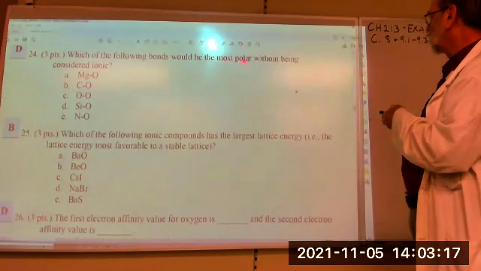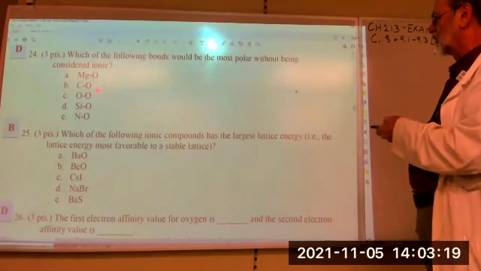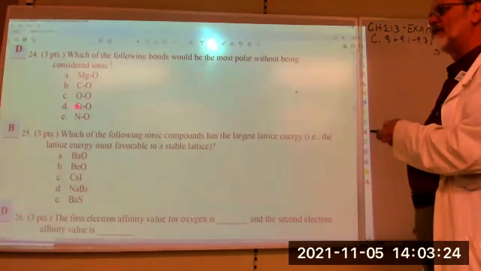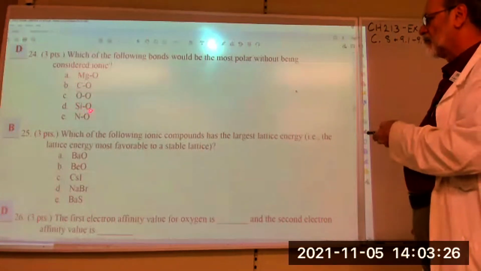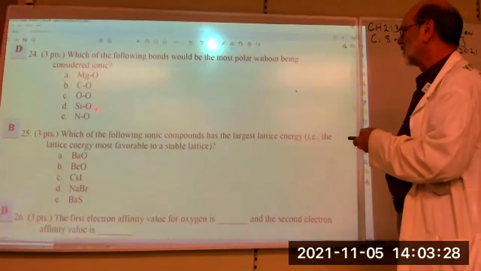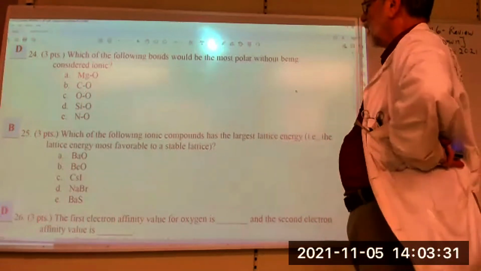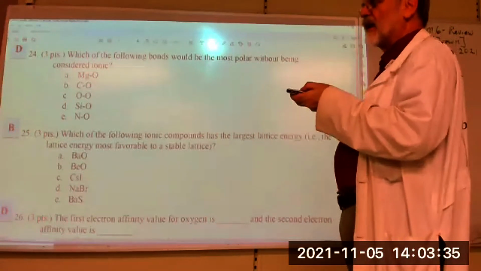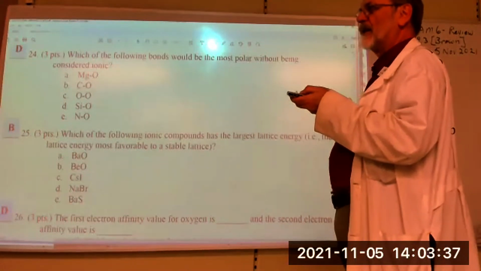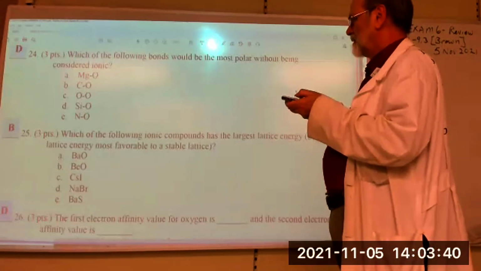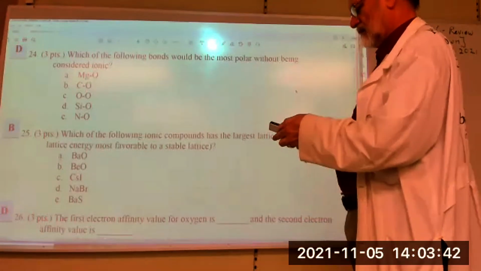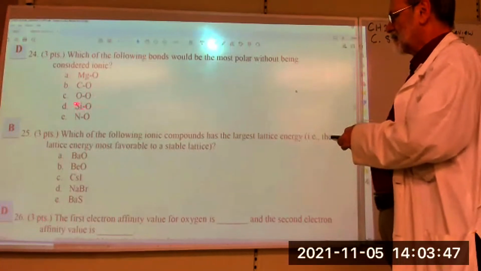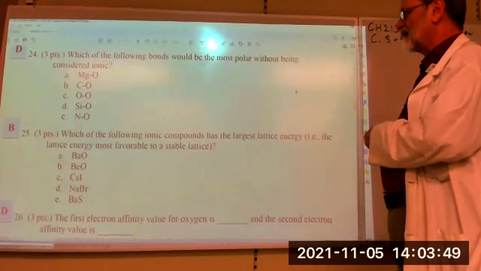Excuse me. Most polar without being considered ionic. Silicon would still be polar because it's not too far below. That's right. It's just a row below. Okay, I guess that's all right. Silicon is a non-metal. That's a metalloid. That's a bad question, I think. You could say that, but it's kind of iffy.